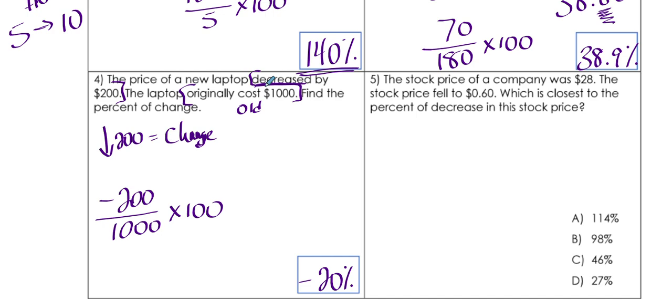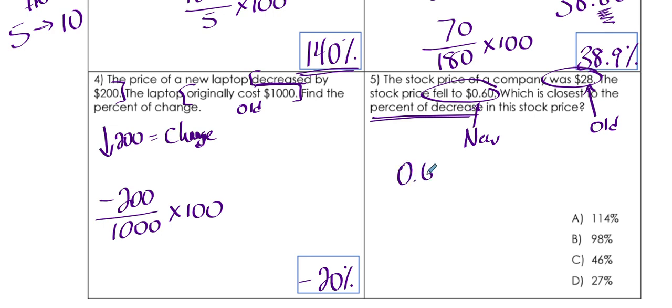The stock price of a company was $28. It used to be $28. That is our old amount. The stock price fell to 60 cents. That's the new amount, which is closest to the percent of decrease. So we have the new, we have the old. Here we could just subtract. 60 cents minus 28, that's going to help us find the change. Divided by 28, that's the old one, times 100.